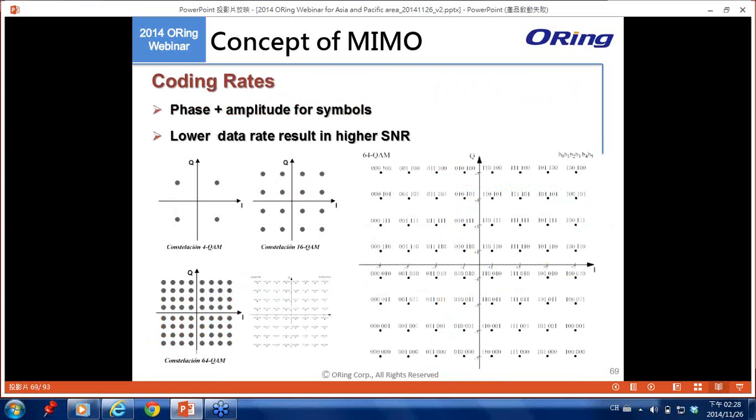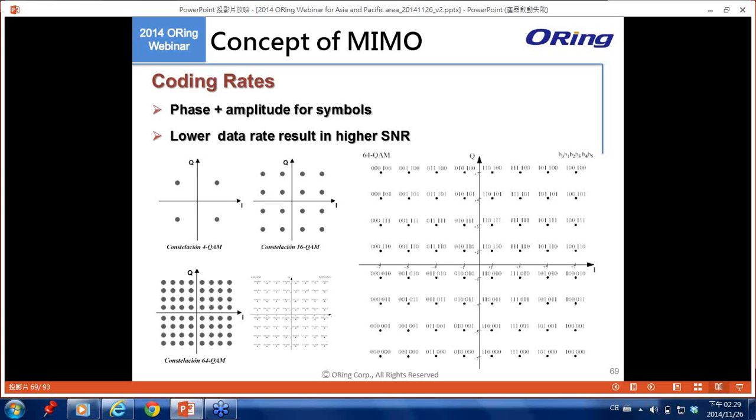So this slide shows the simple concept of how we use different modulation at different coding rates. From the pictures, you can see several modulation methodologies. For example, 16 QAM has 16 different symbols. Therefore, each symbol can represent 4 bits, from 0000 to 1111 in binary. Then a symbol of 64 QAM can represent 6 bits.